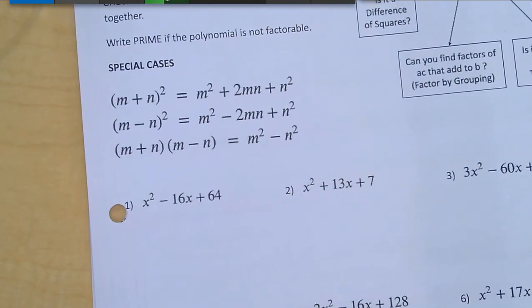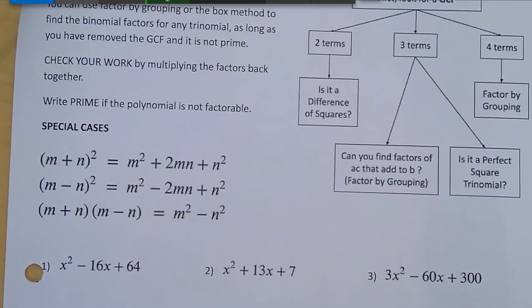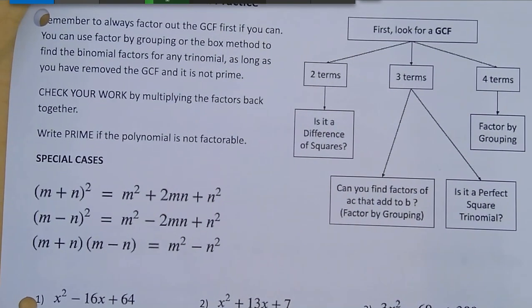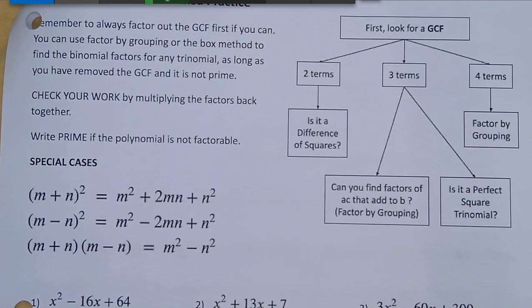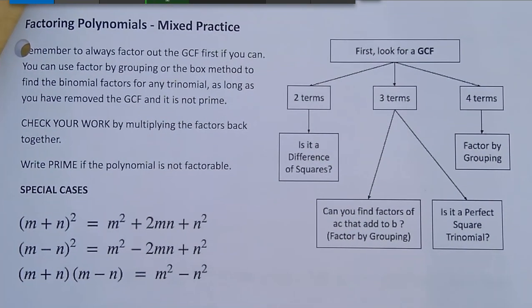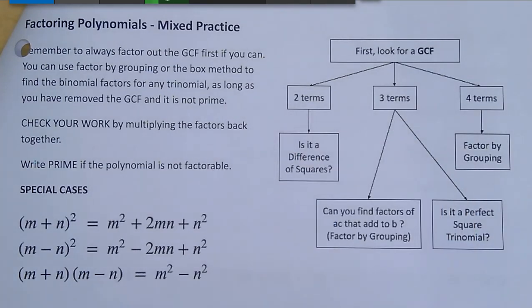Okay, so you can find generalizations. You can always do the factorization using your X puzzles also, or your other methods, finding factors that multiply to be AC that add to be B. But sometimes it's quick and helpful to just start to notice those patterns. So we kind of have a nice flow chart for you to walk through factoring polynomials.